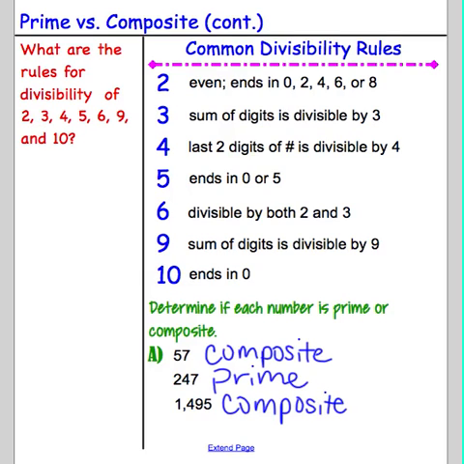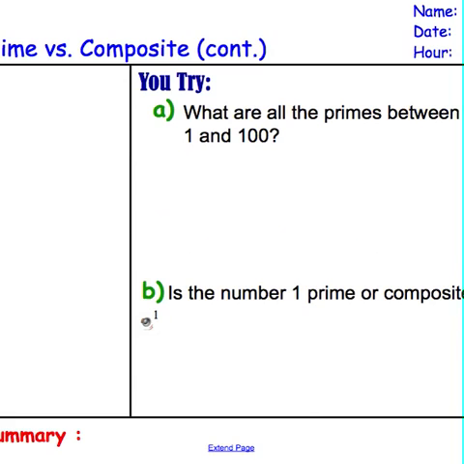Now, the next piece we need to take a look at is you need to give it a shot: what are all the primes between 1 and 100, and is the number 1 prime or is it composite? And I want you to take a look at that for tomorrow.